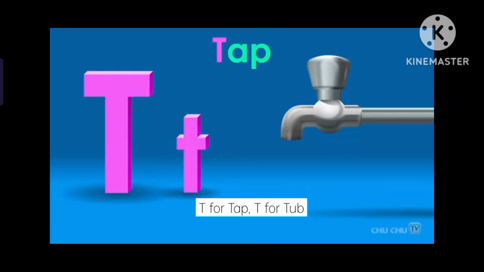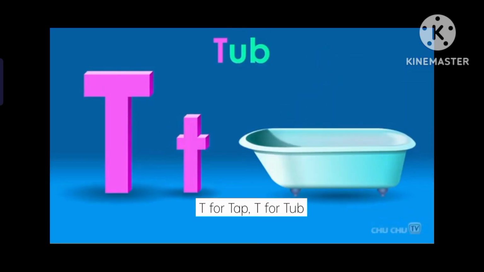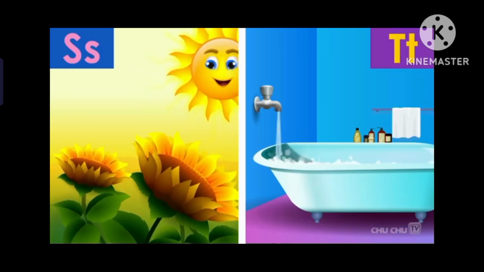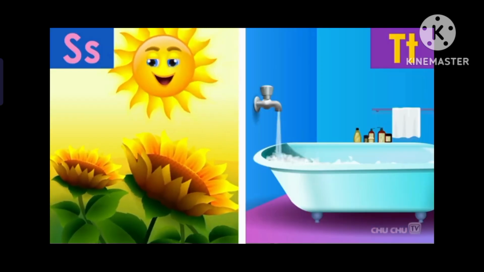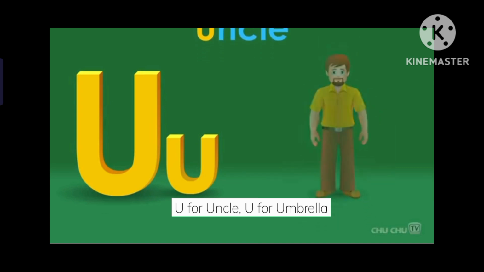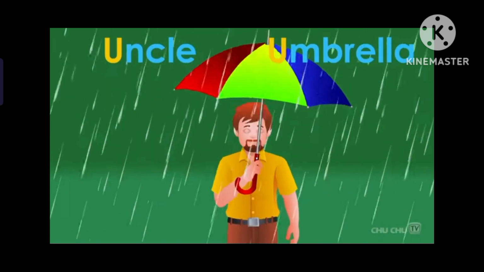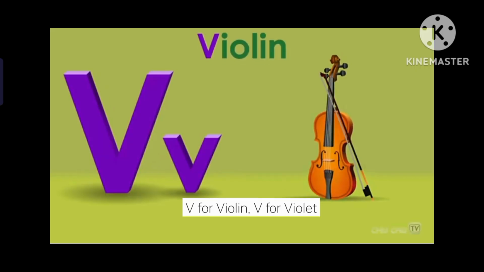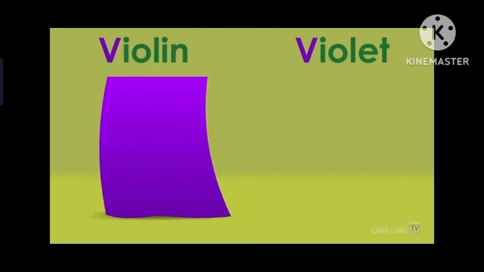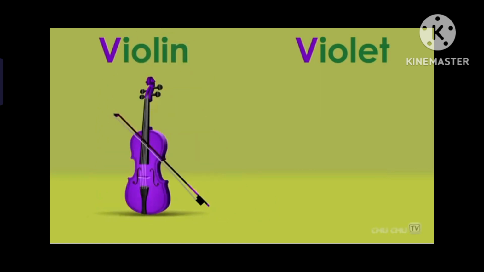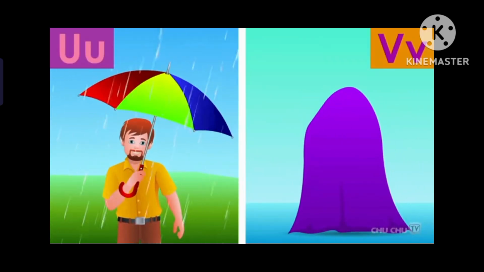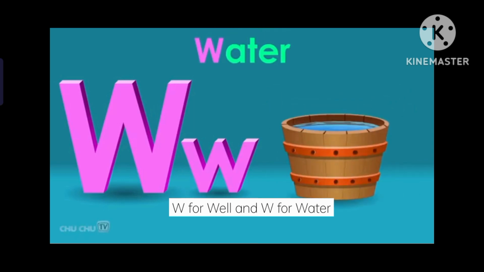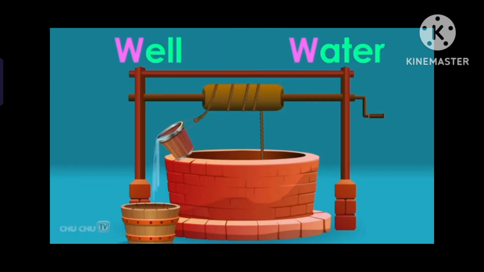T for tap, T for tub. U for uncle, U for umbrella. V for violin, V for violet. W for well and W for water.